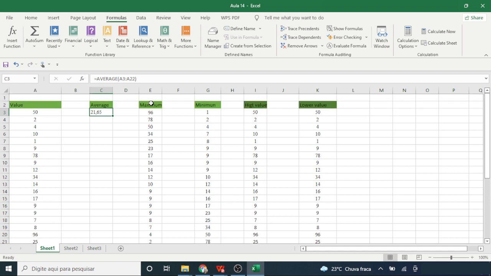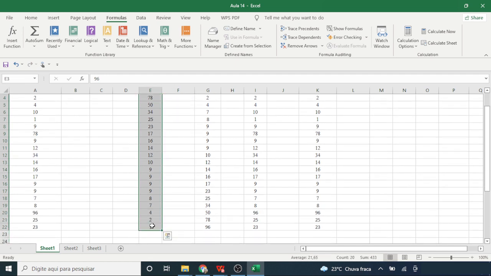Large and small function. The large function requires the user to additionally inform the ranking of which is the large he wants, meaning whether it is the second largest, the third largest, and so on. To find the largest value in a range of cells we usually sort ascending order.